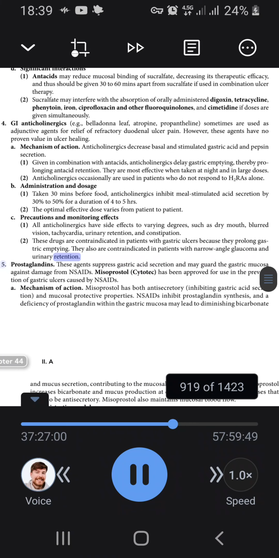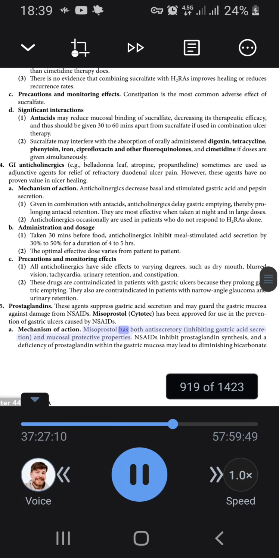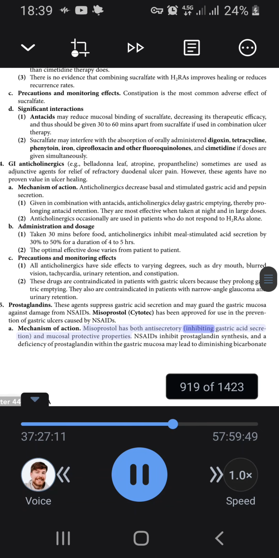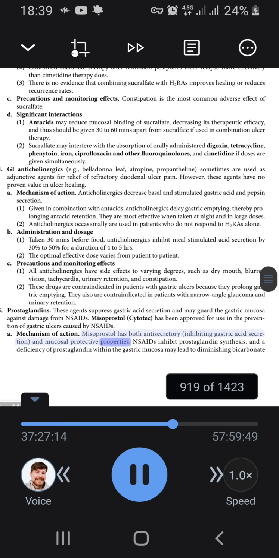5. Prostaglandins. These agents suppress gastric acid secretion and may guard the gastric mucosa against damage from NSAIDs. Misoprostol, Cytotec, has been approved for use in the prevention of gastric ulcers caused by NSAIDs. Mechanism of action. Misoprostol has both anti-secretory, inhibiting gastric acid secretion, and mucosal protective properties.